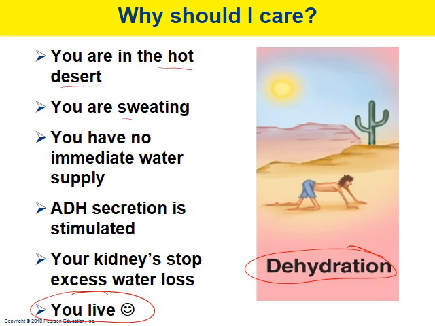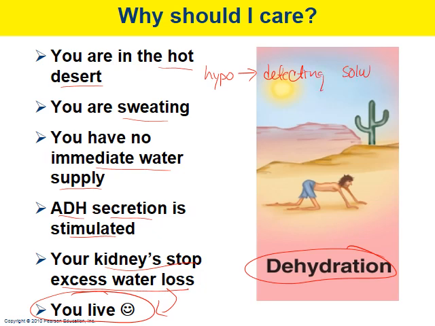So you're in the desert and you're hot, you're sweating, you have no immediate water supply. ADH secretion is stimulated, your kidneys stop excess water loss, and guess what? You live a little bit longer. So what's happening is your hypothalamus is detecting solute levels. If your solute is high, they're saying your amount of salt is high relative to water. So if I say your solute is high, what's your water? If your solute is high, your water is low.